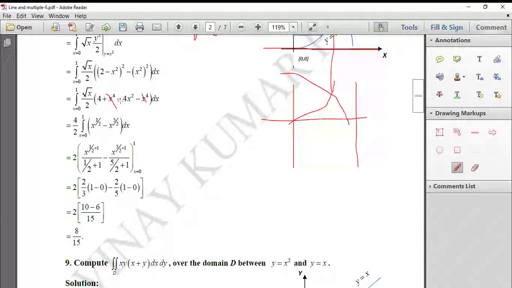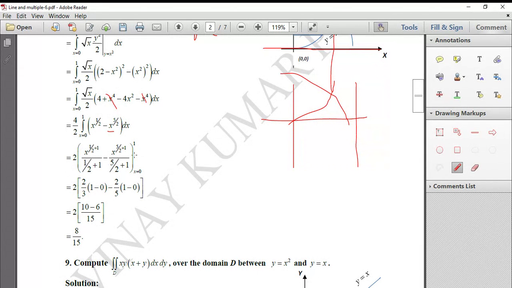4 is a common factor. Let me take out that one. So 4 by 2 will come. Root x, multiply that with this. 1 is remaining. 1 into root x, that is x to the power of half, minus, here 4 has come out, x square into x to the power of half, which is x to the power of 5 by 2. Now this is a function of x alone. We can integrate this. Integral of x to the power of half is x to the power of half plus 1 by half plus 1, minus integral of x to the power of 5 by 2 is x to the power of 5 by 2 plus 1 by 5 by 2 plus 1, and the limit is from 0 to 1.